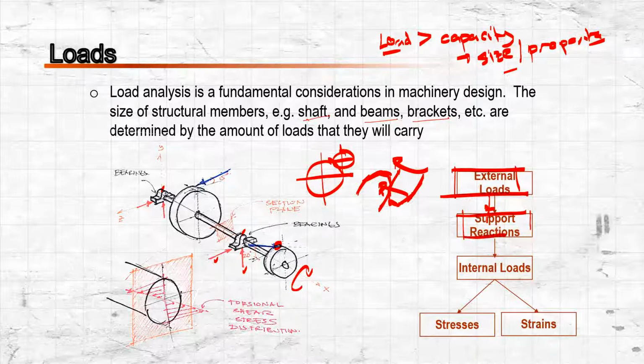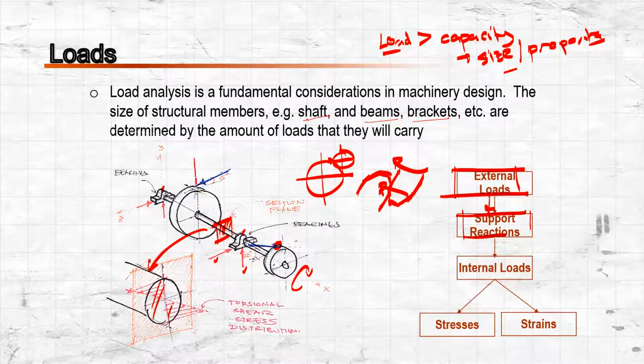Again, because of these external loads, support reactions develop, and because of these support reactions, internal loads develop, let's say in the shaft. If we make a section cut or section plane and check, what we will see inside are the stresses. In this example, we see the torsional shear stress distribution. That depends upon the analysis.